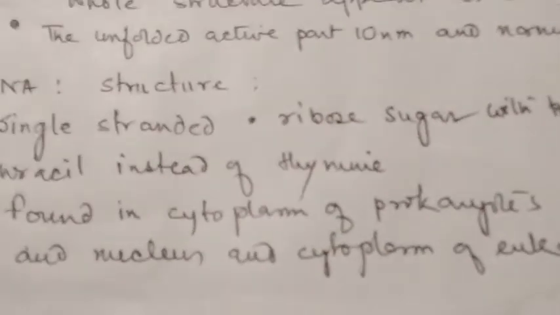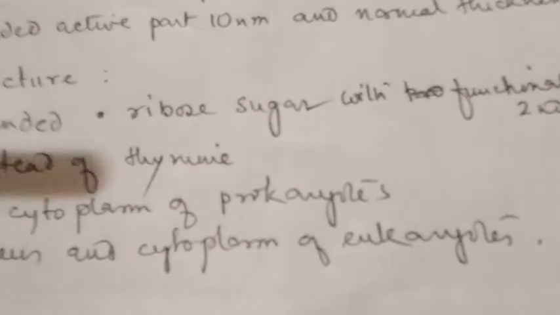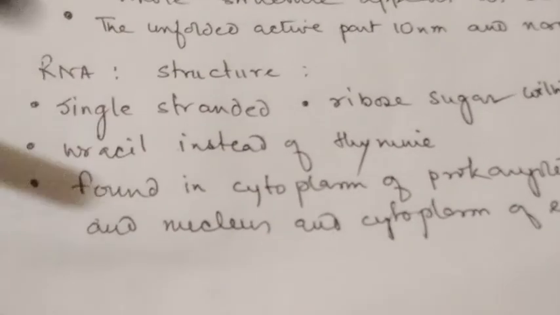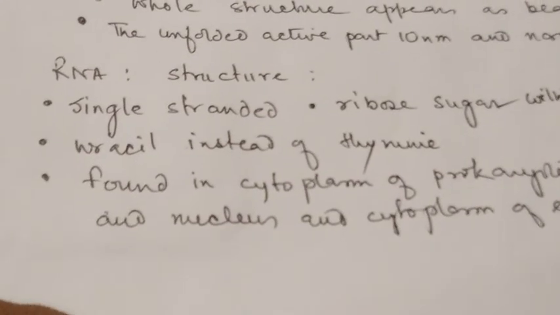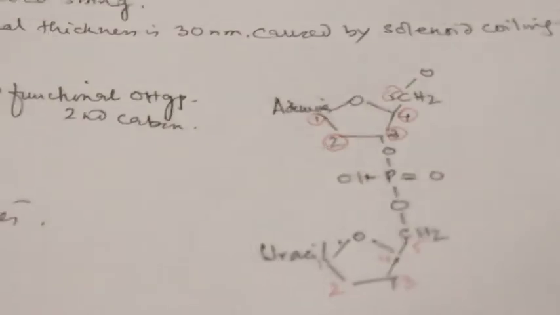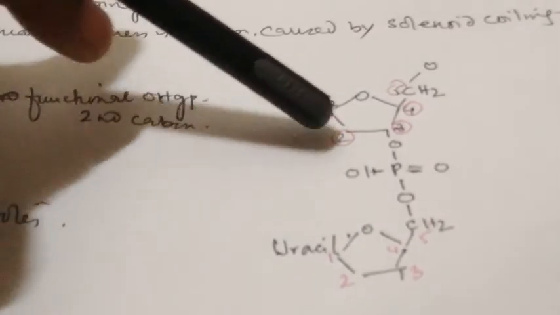So this is about DNA, and next we'll have a quick idea about how RNA is present, because RNA is also a nucleic acid, and how it differs from DNA. This RNA is single stranded, instead of double stranded DNA. RNA is single stranded. Clear?